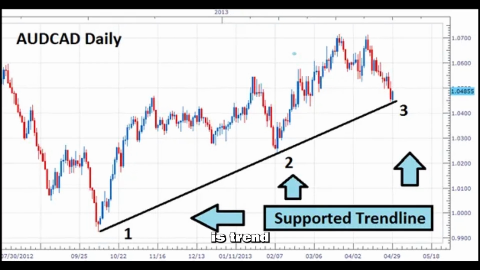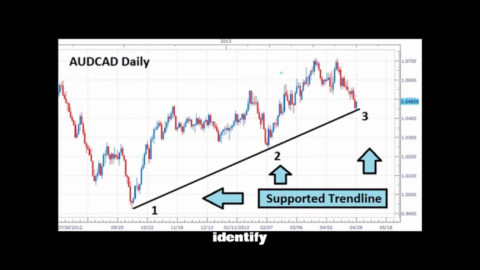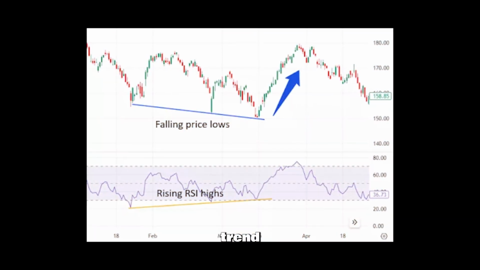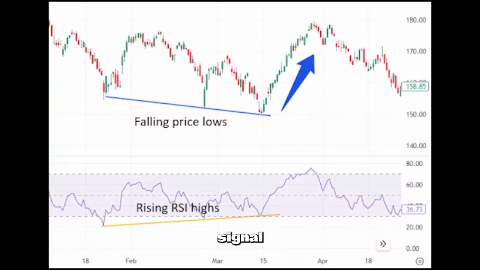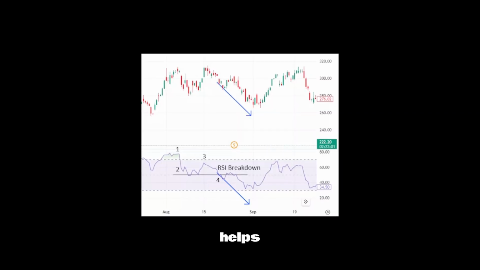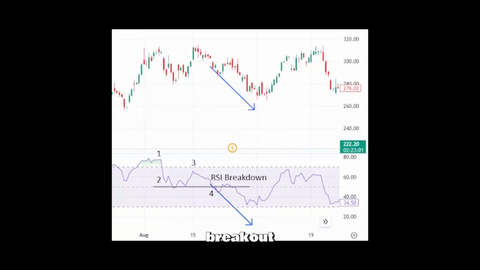Another key concept is trend lines. A trend line connects two or more price points on a chart to identify the direction of the stock. Upward trend lines indicate an uptrend, while downward trend lines signal a downtrend. Drawing trend lines helps you visualize potential price movements and makes it easier to spot breakout opportunities.